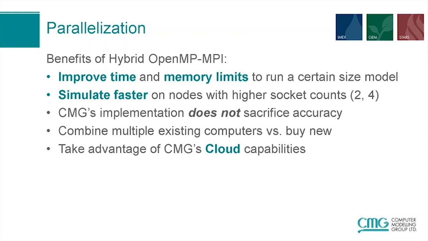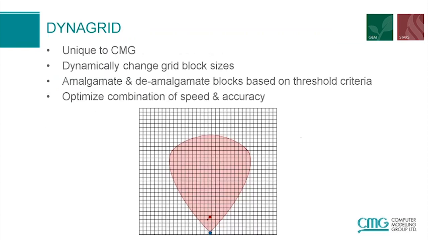One big benefit is that now you can combine multiple existing computers. If you have a bunch of 8 CPU machines lying around, you combine them to make 32 or 64 without having to buy brand new computers. Another reason parallelization is beneficial is that we can spread this across the cloud, whether it's CMG cloud or Microsoft Azure or AWS. We can now spread our run over hundreds or thousands of cores, further improving your work and your efficiency.